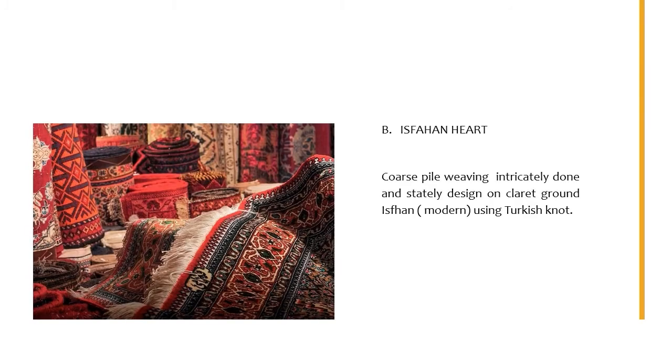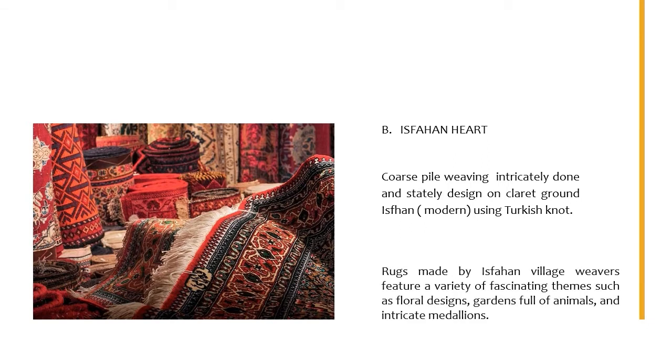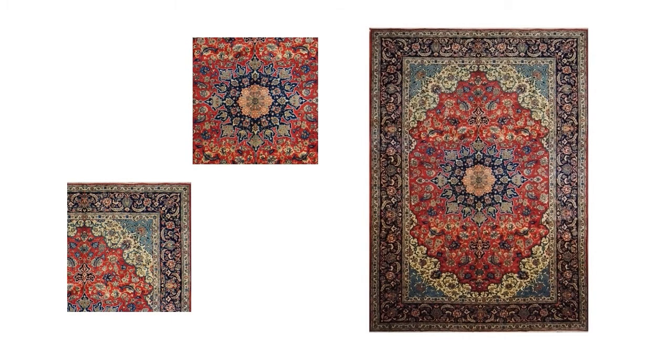Esfahan heart. Esfahan heart is a coarse pile weaving, intricately done, with a stately design on claret ground, using Turkish knots. Rugs made by Esfahan village weavers feature a variety of fascinating themes, such as floral designs, gardens full of animals, and intricate medallions. This particular rug was made in the 1960s by village weavers in Esfahan.